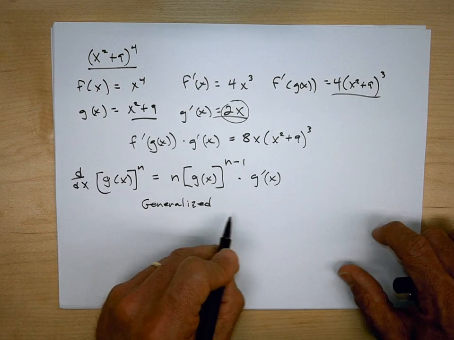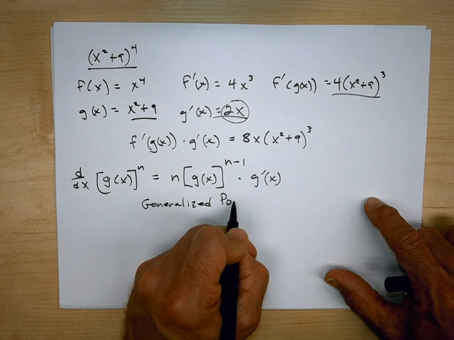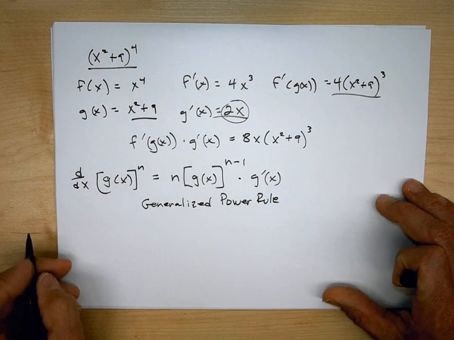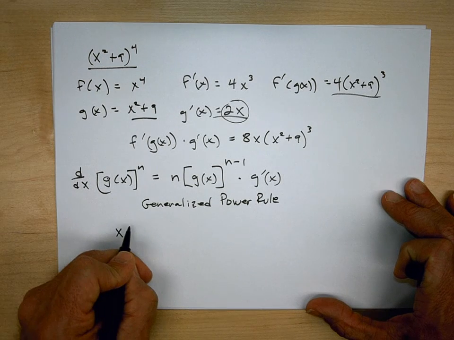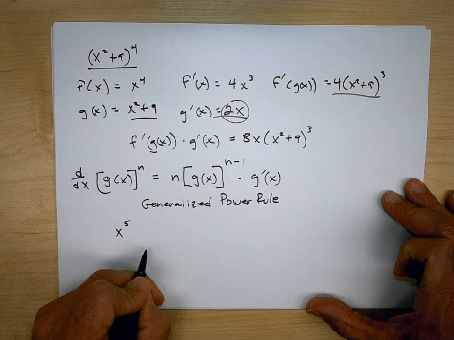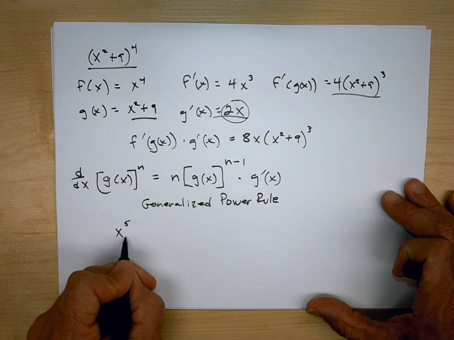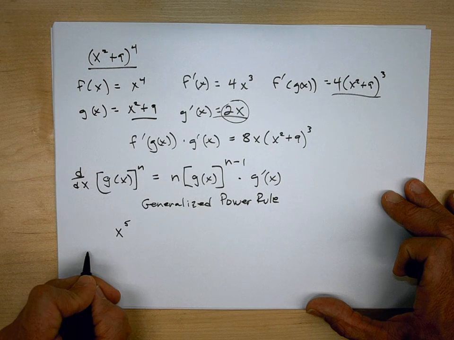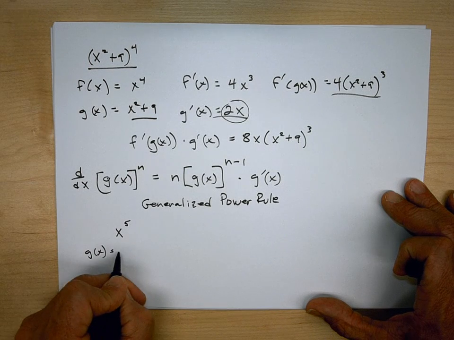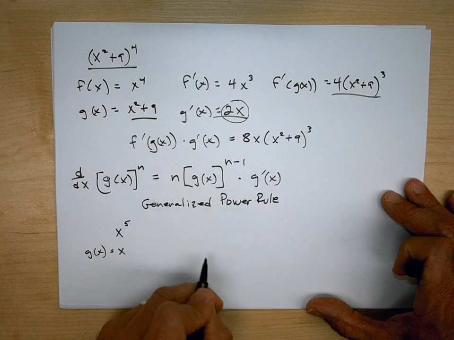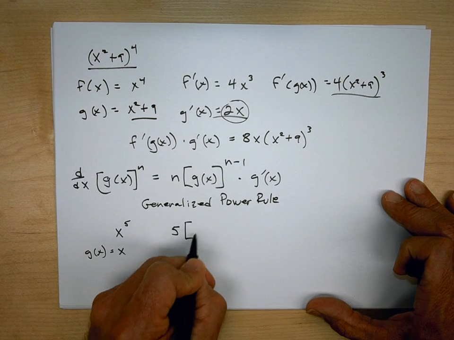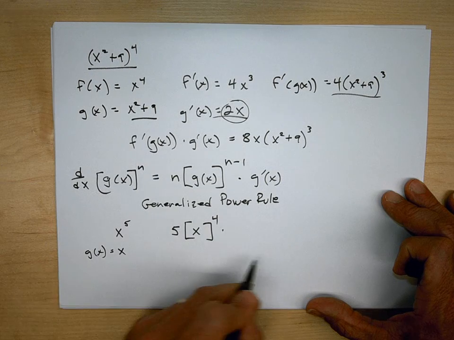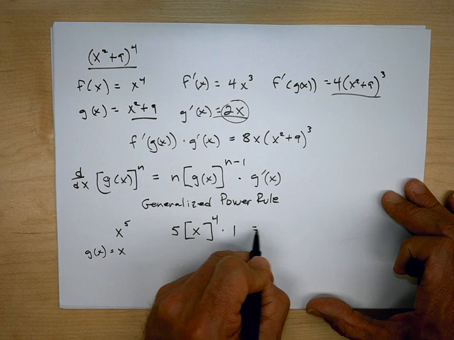Notice that this would actually work. I guess I'll finish what I just said here, the generalized power rule. Notice that this is a special case of something like x to the 5th. You could think of the inside function here as being x. So let our inside function be g of x. Then the generalized power rule says this will be 5x to the 4th times g prime, but that's just going to be 1. So this is 5x to the 4th.